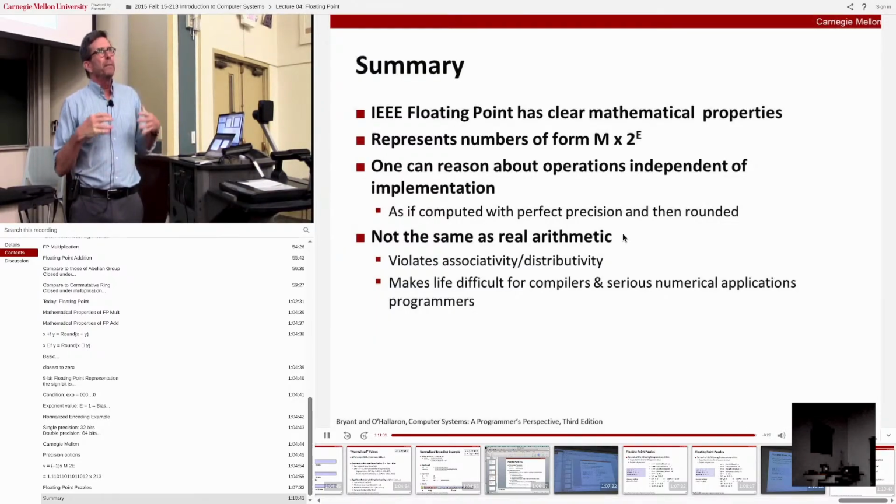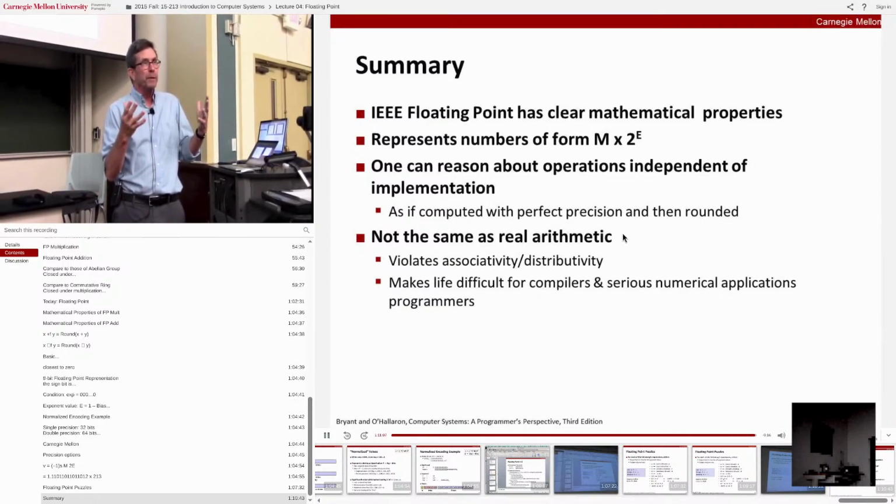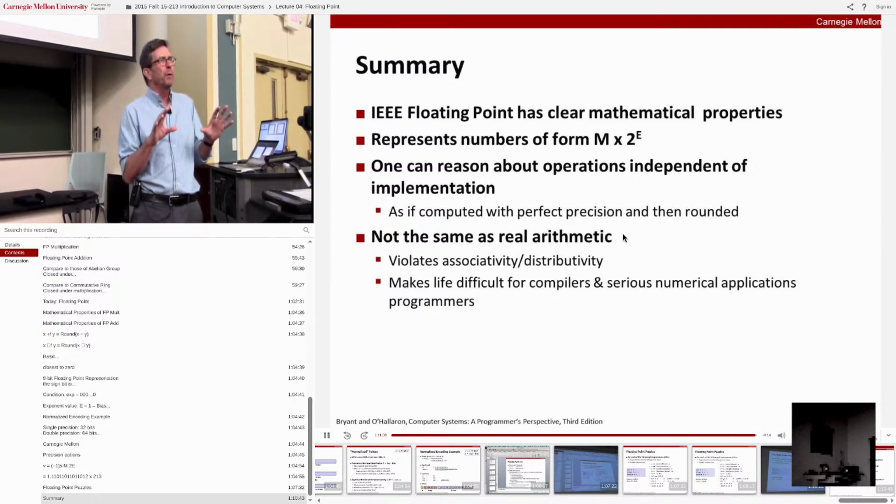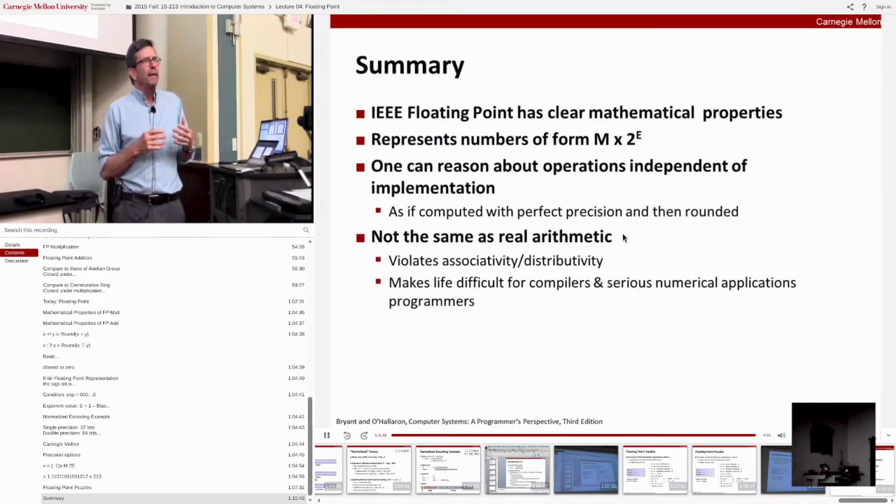So anyway, the big thing is just to realize that floats aren't exactly really reals, but they have very, very predictable properties, and that they're not associative or commutative. They're not associative, and so you have to be careful about that. All right, well, have a good weekend, and we'll see you on Tuesday.